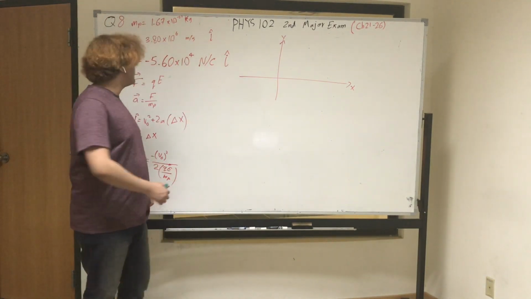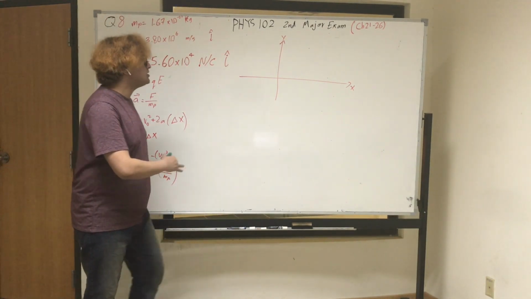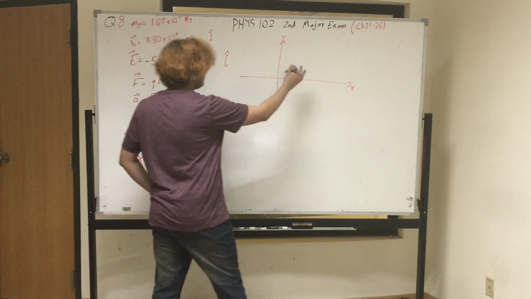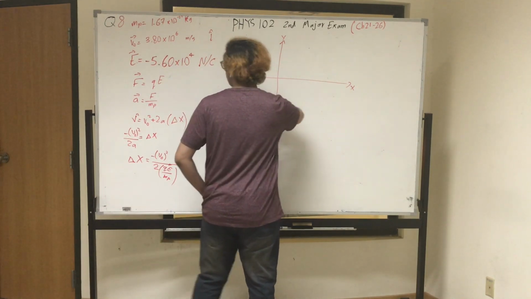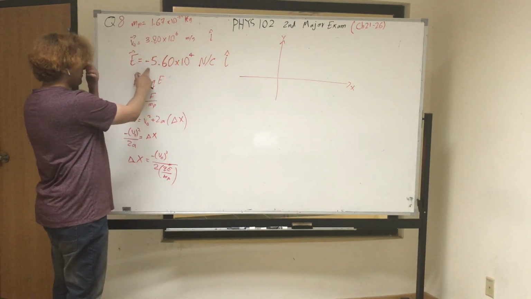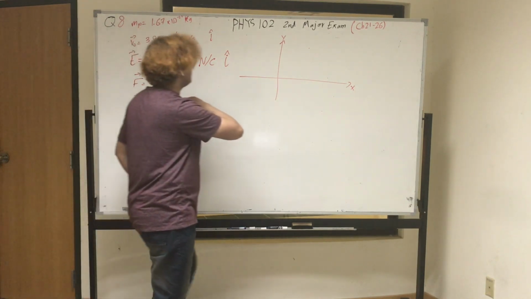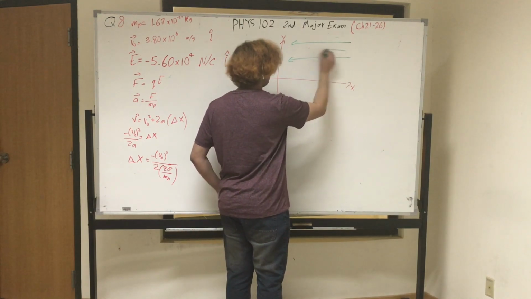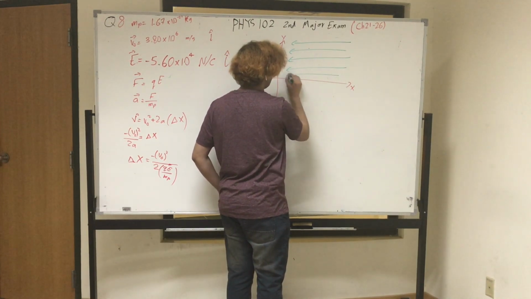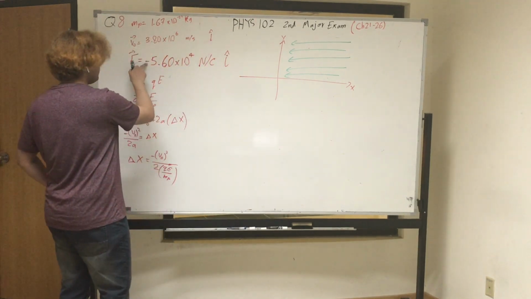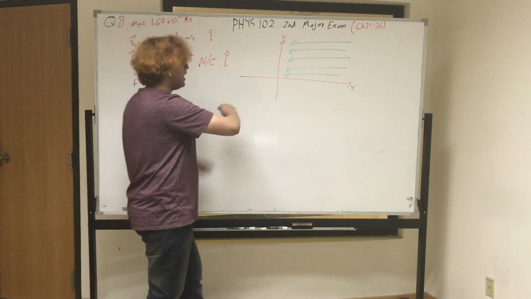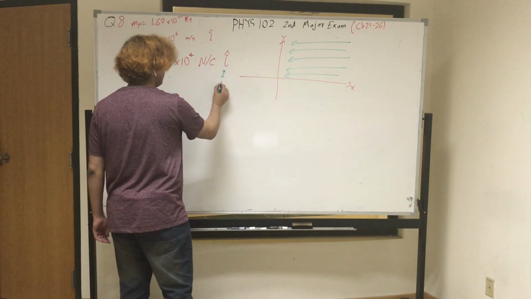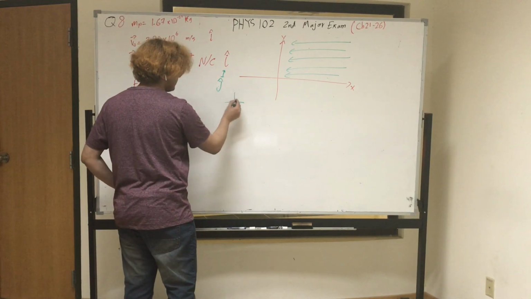Alright guys, so for question number 8, it says we have a region with a uniform electric field that is equal to negative 5.60 times 10 to the power of 4. So it looks something like this, because we have a negative and it's in the i direction. i means in the x. If it says, instead of i, in the j direction, then we're going to have something like this.